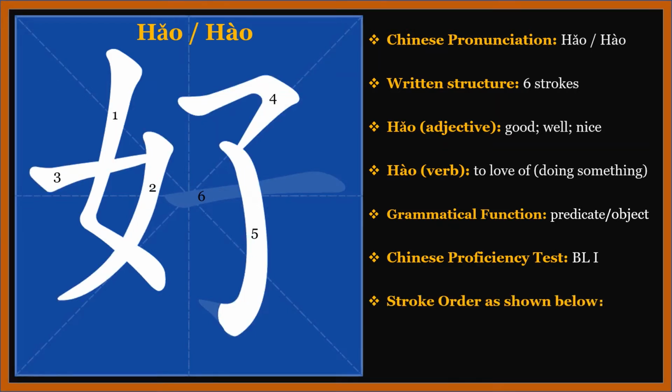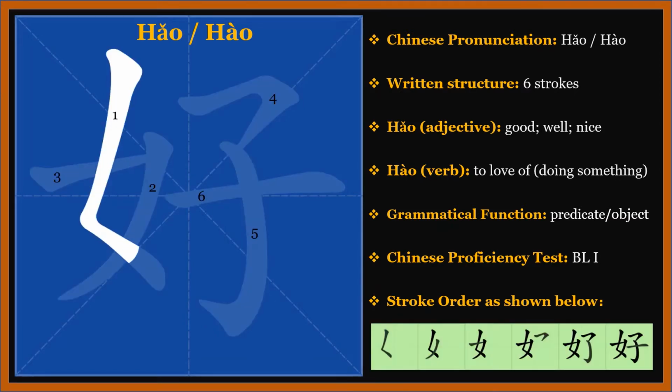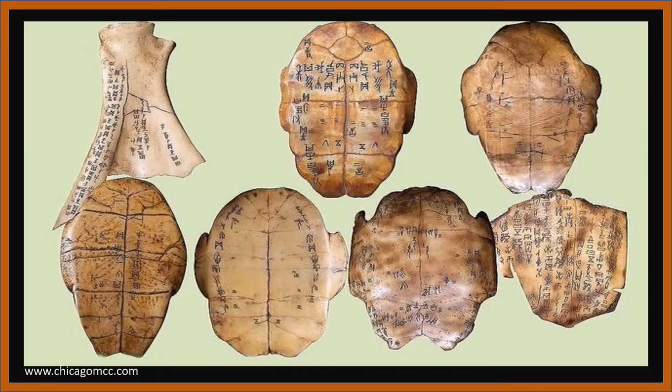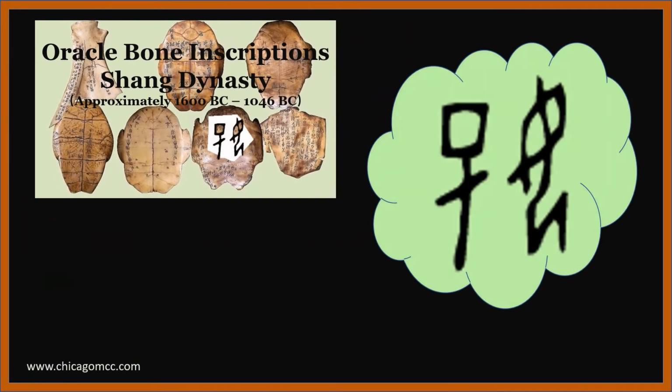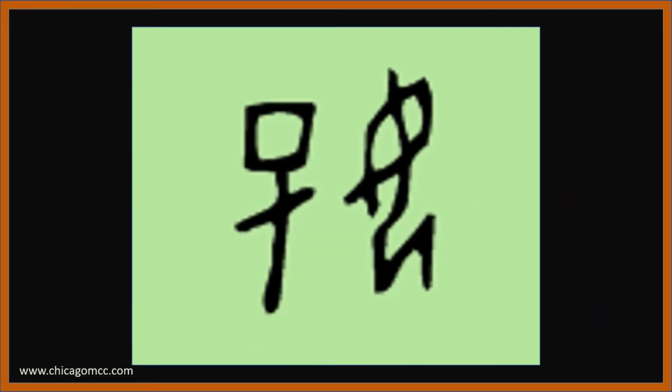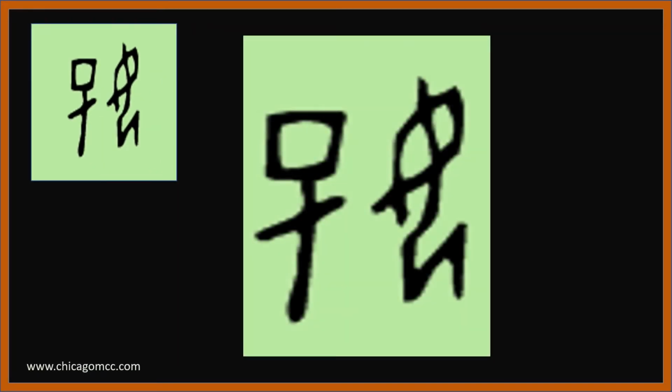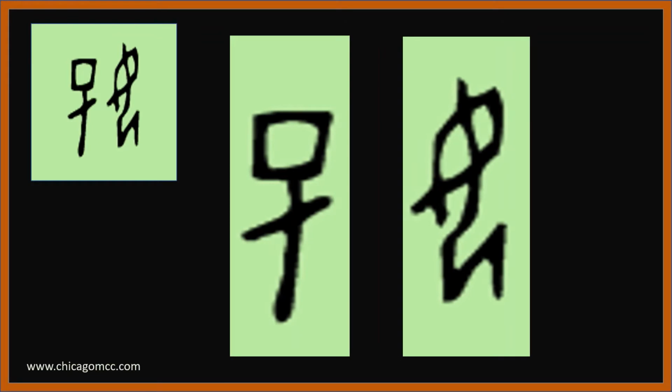The writing stroke order of hǎo is indicated as follows. The character hǎo is identified from oracle bone inscriptions, which are dated back to the Shang Dynasty in Chinese history. The original shape of the character hǎo looks like this. Now let's take a detailed look at this oracle bone script. This script is composed of 2 parts, so it has a left and a right structure. The left part is actually a child, and the right part is a woman kneeling down.